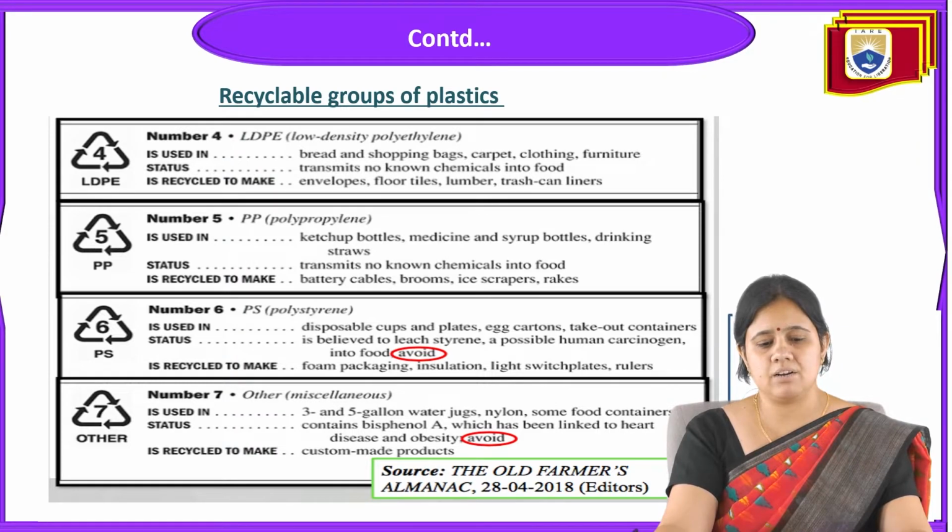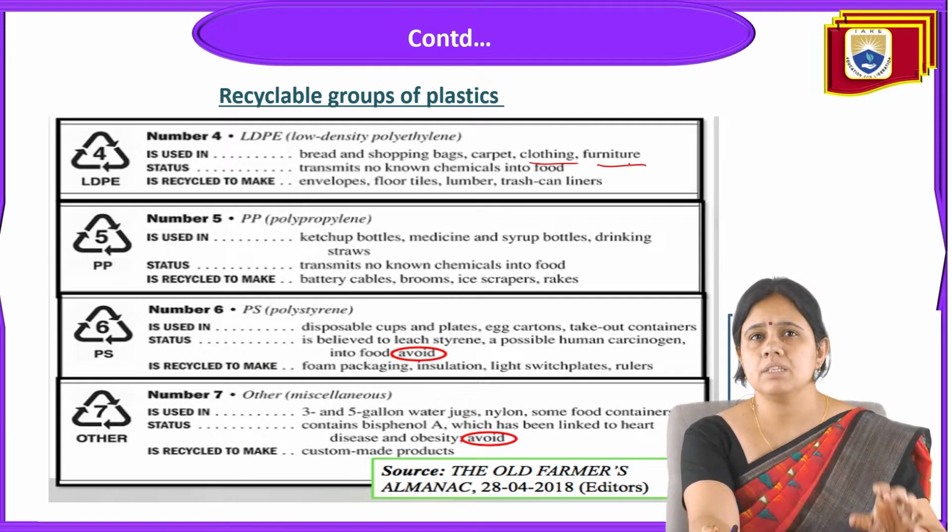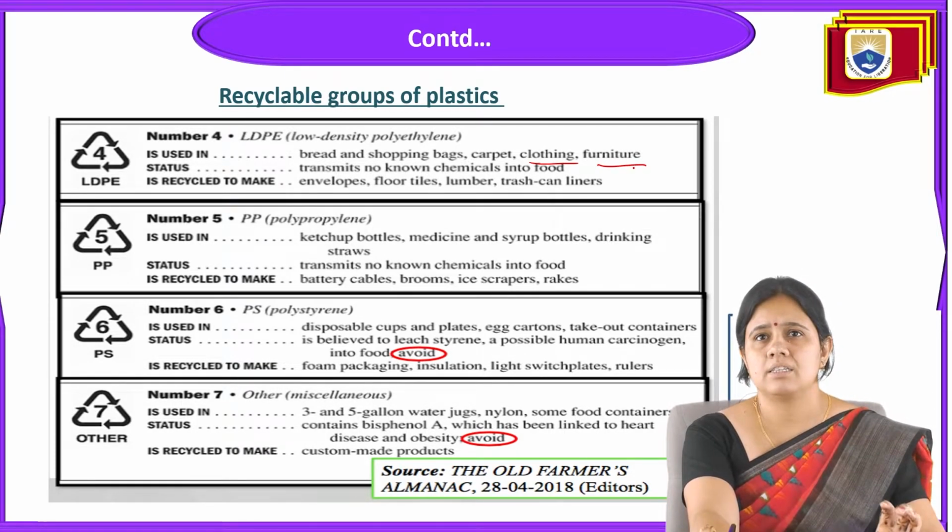So this is like number 4, 5, 6, 7. Up to four it is no problem. Number 4 is LDPE, the recyclable group of plastic. LDPE is low density polyethylene. It is used in bread and shopping bags, carpet, clothing, furniture, and its status is that it transmits no known chemical into the food, and it is recycled to make envelopes, floor tiles, lumber, trash can liners.